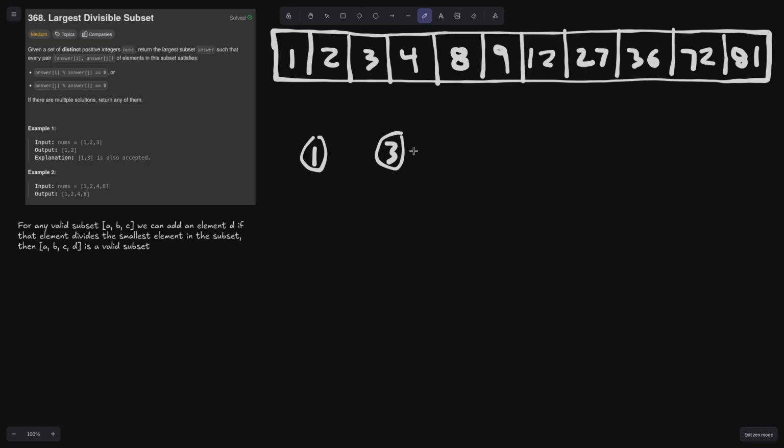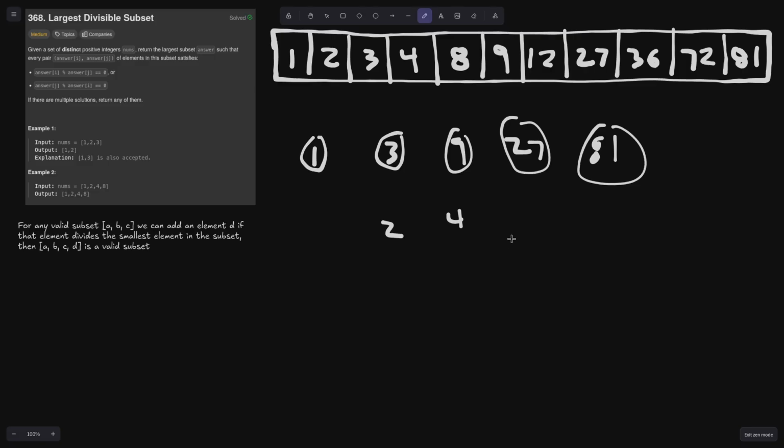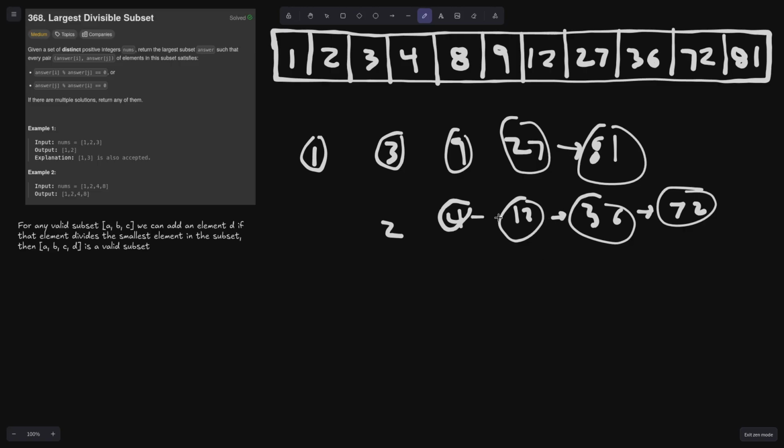1, 3, 9, 27, 81, 2, 4, 12, 36, 72. Let's go here, here. And then we also have an 8 in there. So 4 doesn't just go to 12, it also goes to 8.